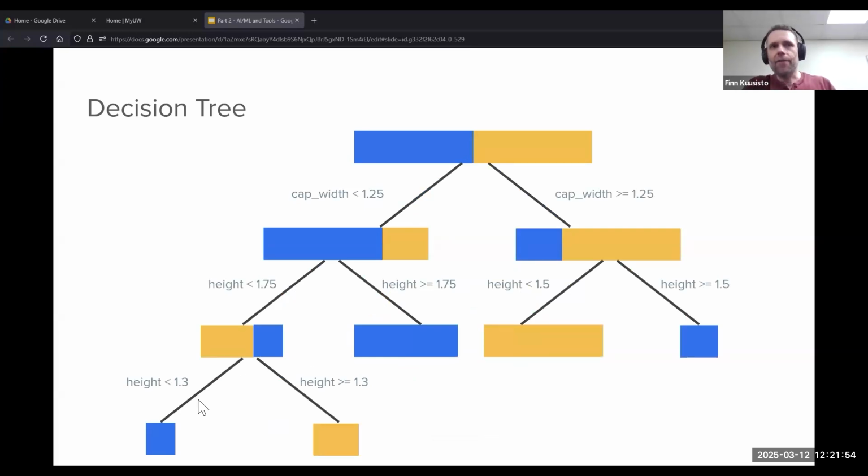I could subdivide that final space even further by height. So cap width less than 1.25, height less than 1.75, and then divide the height a little bit further, less than 1.3 and greater than or equal to 1.3. I now have, again, pure buckets.